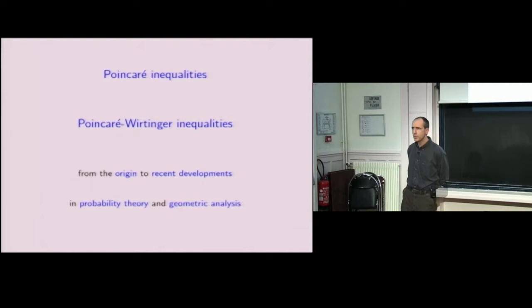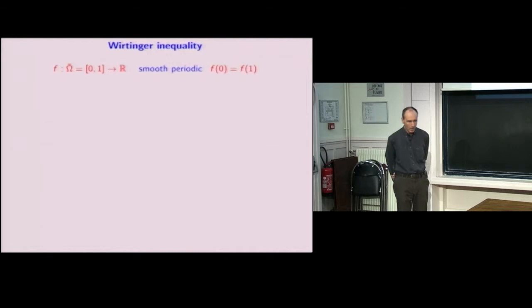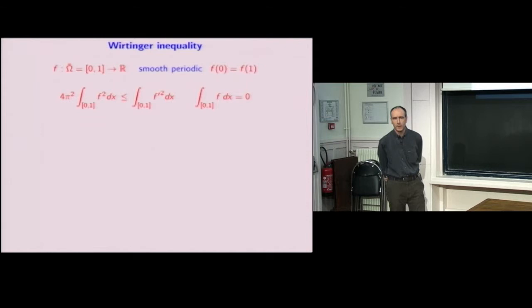So, as was mentioned to start with, these Poincaré inequalities are sometimes also called Poincaré-Wirtinger inequalities. And this is in reference to the so-called Wirtinger inequality, which indicates that whenever you have a function on the unit interval, which is smooth and periodic, then again, for mean zero functions, you may compare the L2 norm of f with the L2 norm of its derivative.